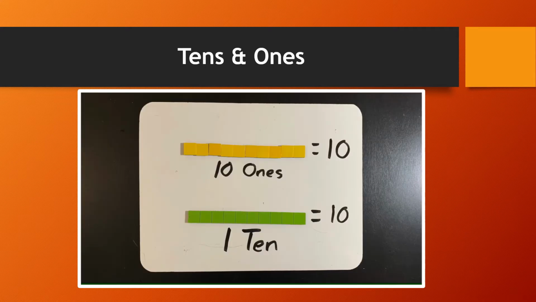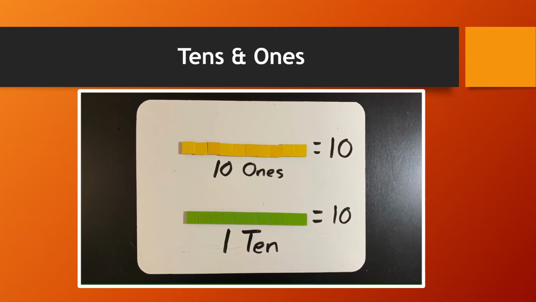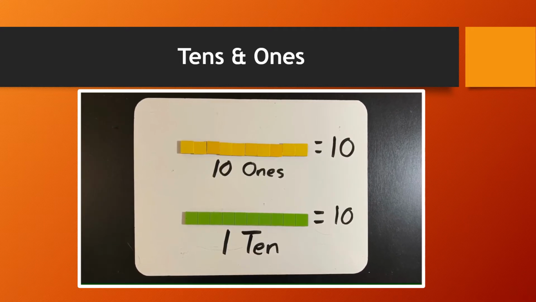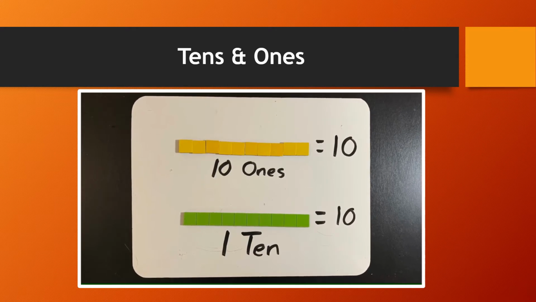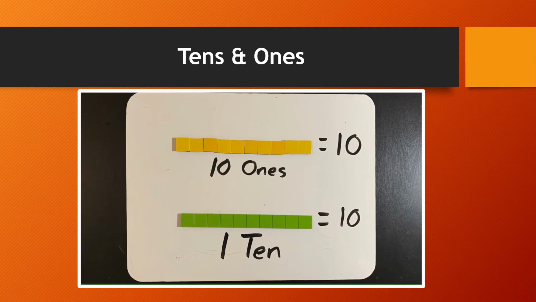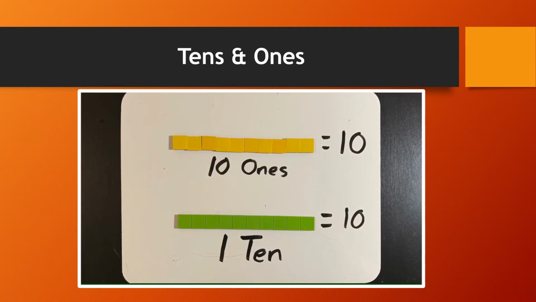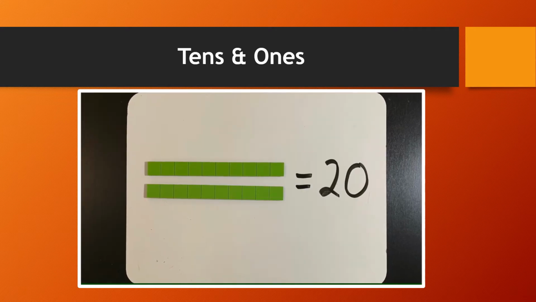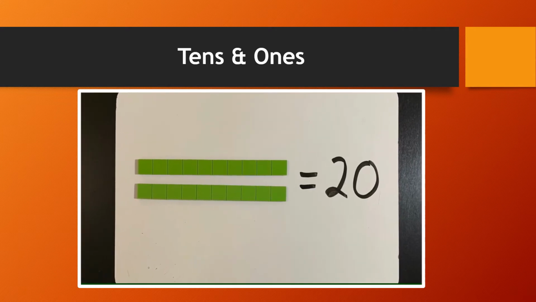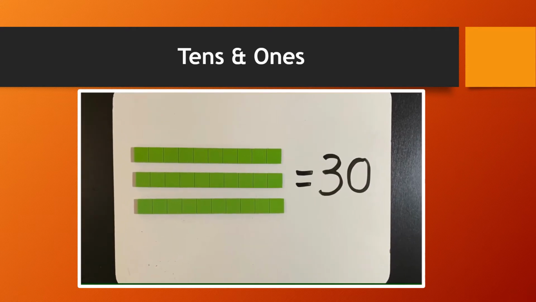Now, when we go on to building double-digit numbers, the minute we hit 10, we can represent 10 two ways. We can have 10 in ones with these little yellow tiles, or we can have 10 with the tens, which are the green strips, which have 10 little pieces that are bonded together. For example, 20 has two tens, and 30 has three tens.